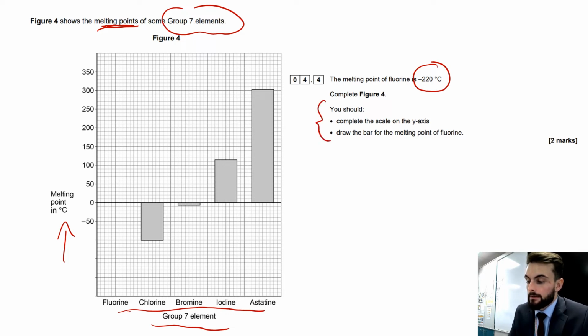When you see graphs like this, it's like a cheat code. It's telling you this is where you will get the marks from. So you just tick them off. You can just tick them off as you do it.